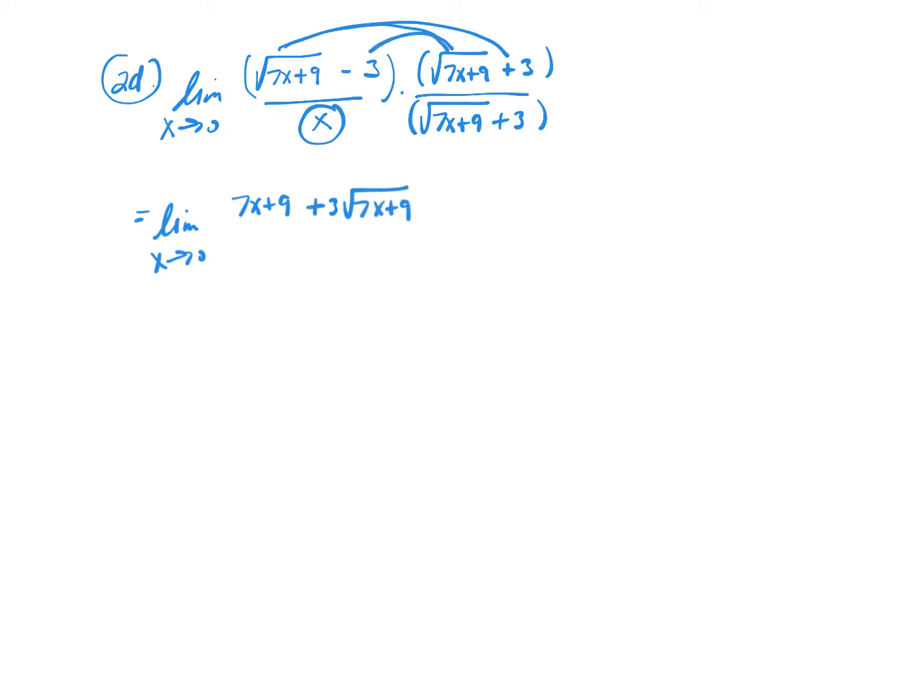The inside would give us negative 3 square root of 7x plus 9. And on the end, negative 3 times positive 3 is negative 9. So watch out for silly mistakes like on the sign, and also like doing something like adding 3 and 3 and getting 6 instead of multiplying. In that denominator, don't distribute, okay?